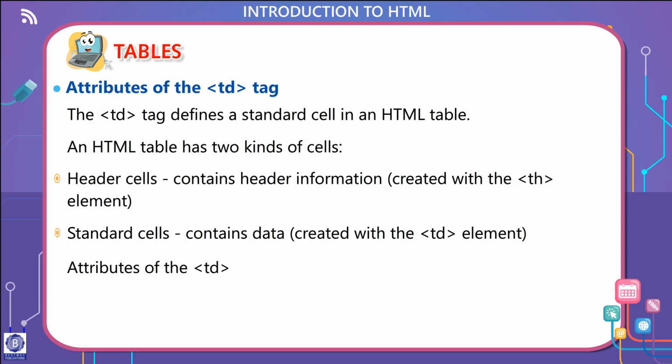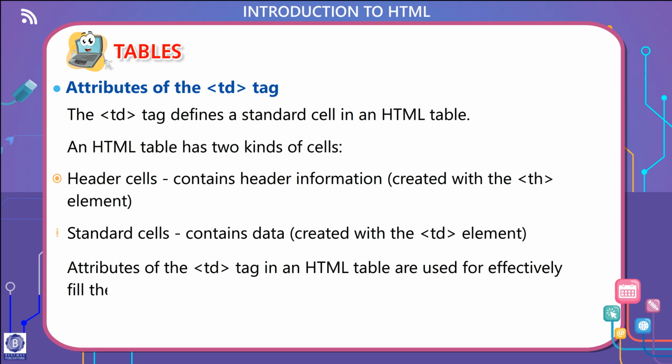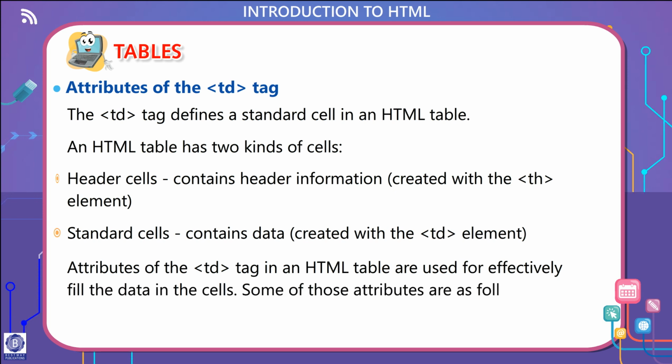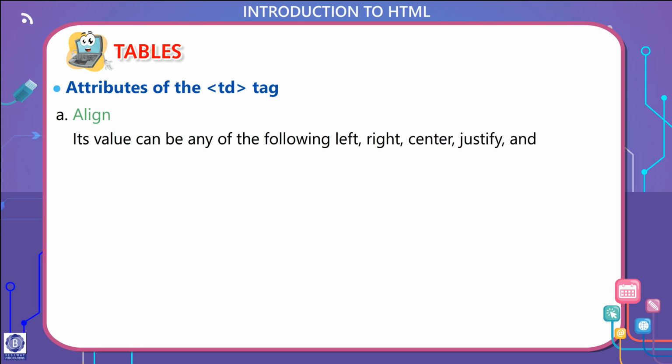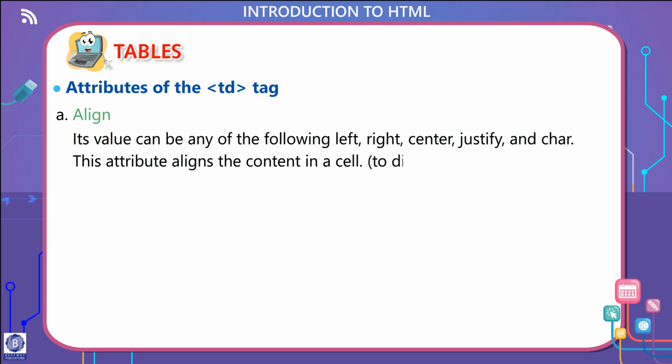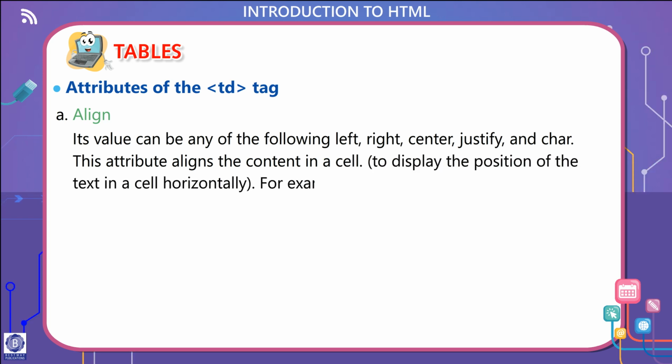Attributes of the TD tag in an HTML table are used for effectively filling the data in the cells. Some of those attributes are as follows. Align. Its value can be any of the following: left, right, center, justify, and char. This attribute aligns the content in a cell, to display the position of the text in a cell horizontally. For example, TD align is equal to "center" in double quotes.